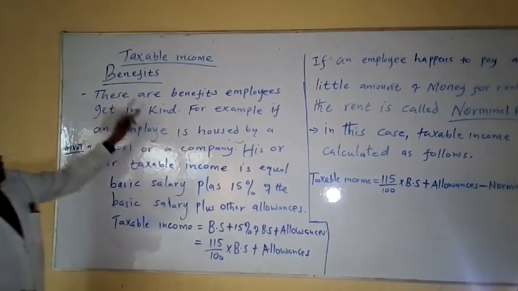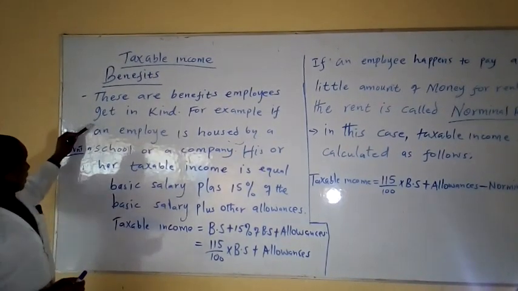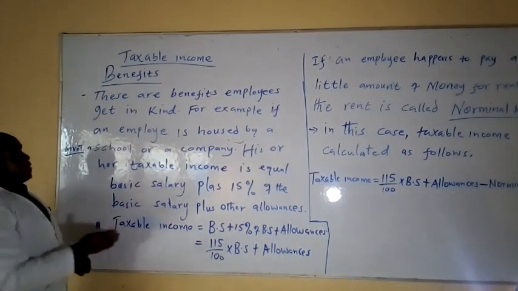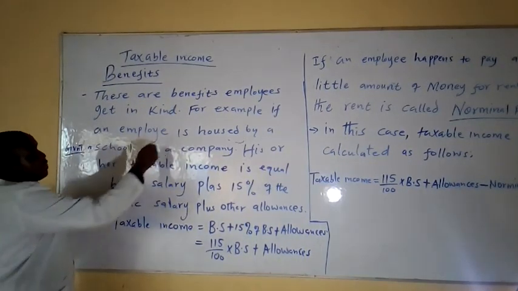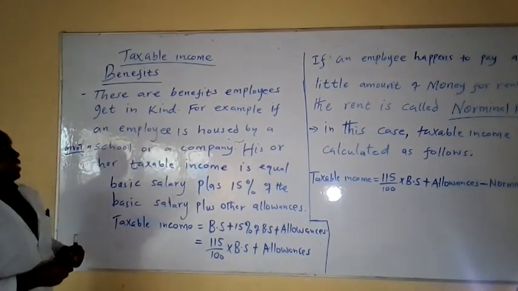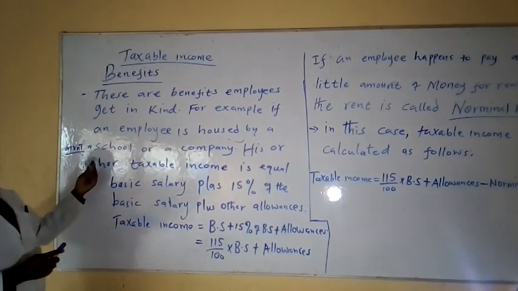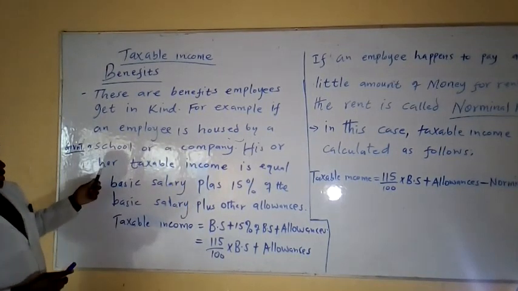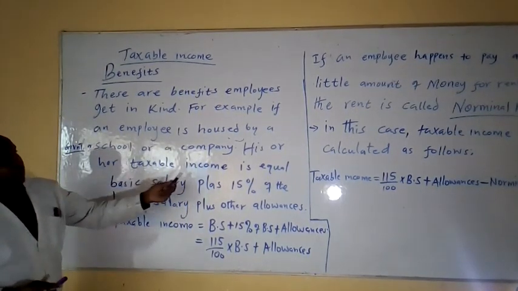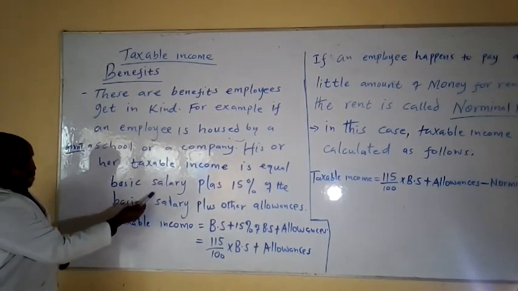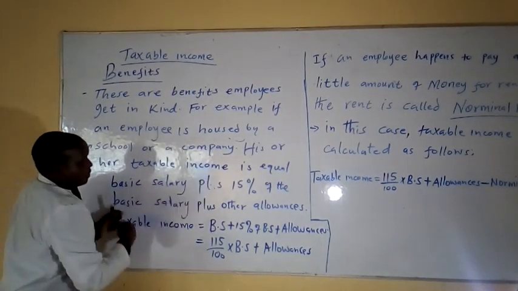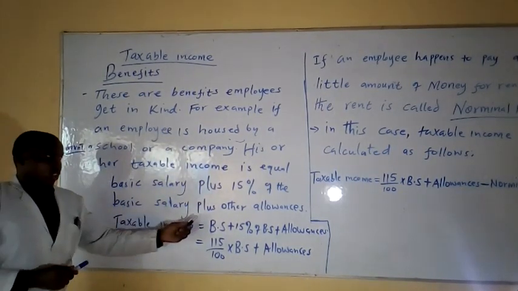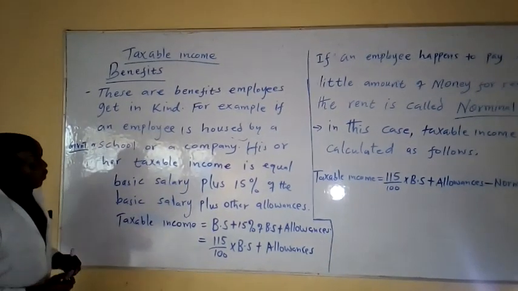So these are benefits employees get in kind. It is something that is given in kind by the employer. For example, if an employee is housed by a government or a school or a company, then his or her taxable income is equal to basic salary plus 15% of the basic salary, and then plus other allowances if they are there.